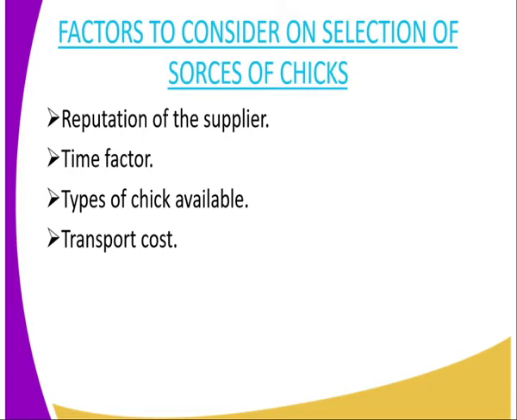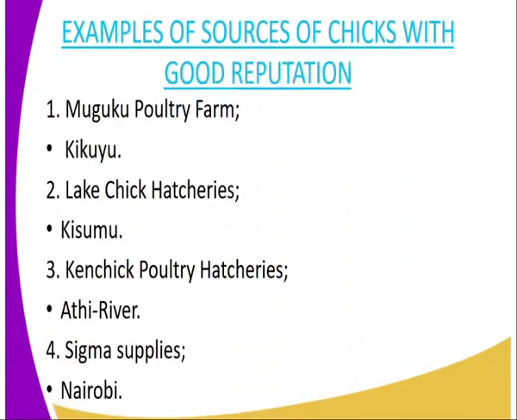Then the second one, types of the chick available. You're supposed to select the source of the chick carefully. If, for example, you want to keep layers, you're supposed to select the source that normally keeps the layers only. Then we have the transport cost. You're supposed to consider the distance from where you are going to get your chicks, so that you can get the chick from a nearer source, because the cost of transport will become reduced.